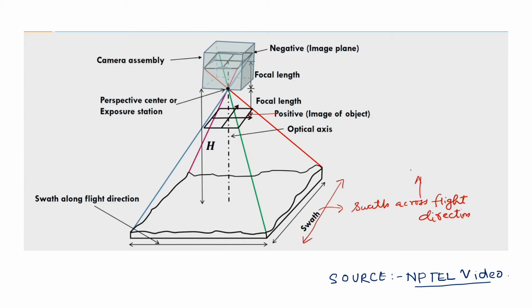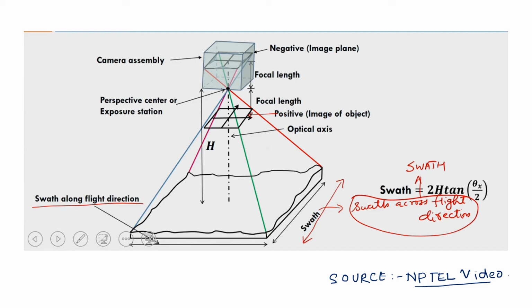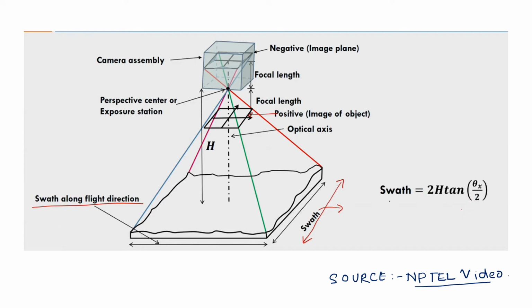So, this is called swath, the whole term. So, whenever you want to specify this swath which is along the flight direction, you have to specify like that. Okay. So, now I can write that swath is equal to 2h tan(theta x by 2), because across the flight we have theta x as my field of view, the total field of view. It is a very simple relationship, you can find out.